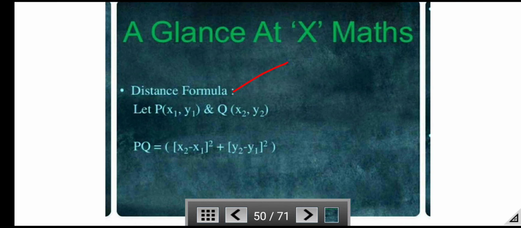Distance formula. If we have 2 points P and Q, (x1, y1) and (x2, y2), then PQ is equal to the square root of (x2 - x1) squared plus (y2 - y1) squared.